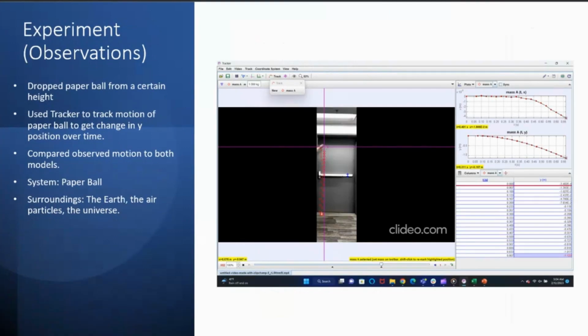In our experiment, the system was the paper ball, and the surroundings were the Earth, the air particles, and the rest of the universe. I dropped the paper ball from a certain height and used Tracker to track the motion of the object to get the change in y position over time. I then compared the observed motion to both models.